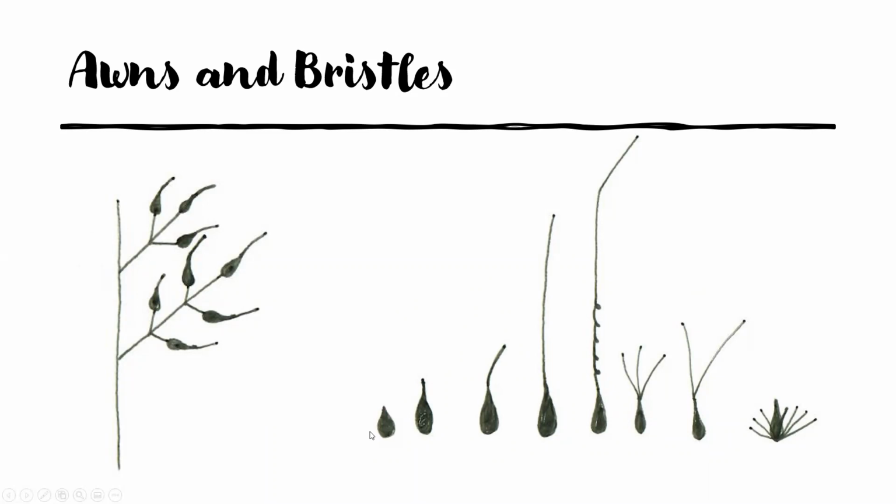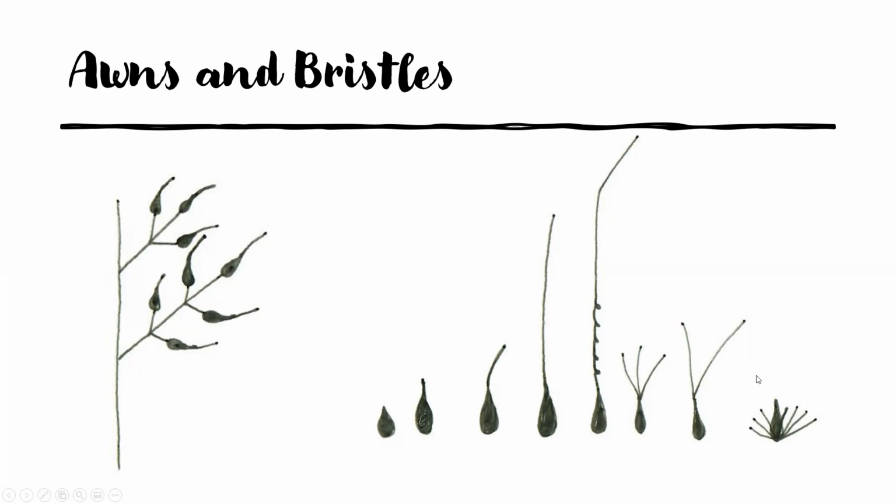So here we have a whole bunch of different examples of what awns can look like. So this spikelet doesn't have an awn. Here we have a short awn, you know, a little bit longer, a little bit longer. This one is really cool and spirals as it dries. We'll see a picture of that one in a few slides. There can also be multiple awns from one spikelet, okay?